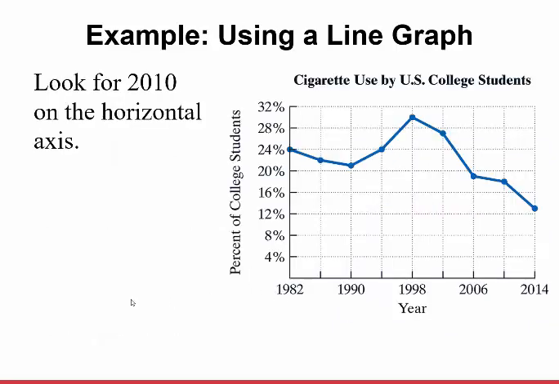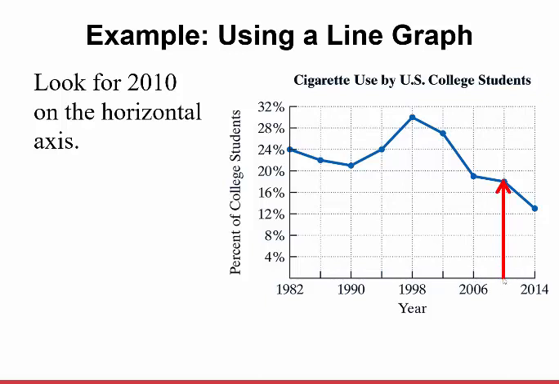So how are we going to do that? Look for 2010 on the horizontal axis. Notice how it goes from 1982, there's a dash, then 1990. What that means is this represents the year that falls right between these two, which is 1986. To go from here to here, here to here, and so on is every 4 years. So here's 2006, then 2006 plus 4 years, right there, gets me 2010.